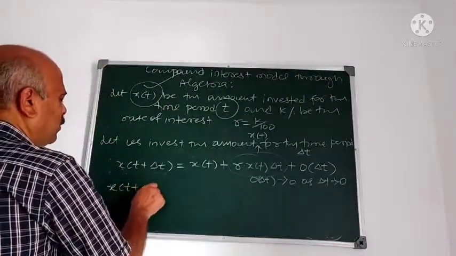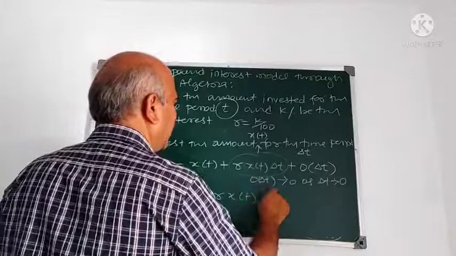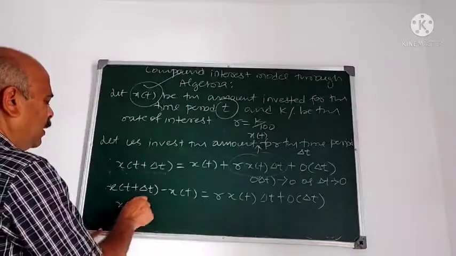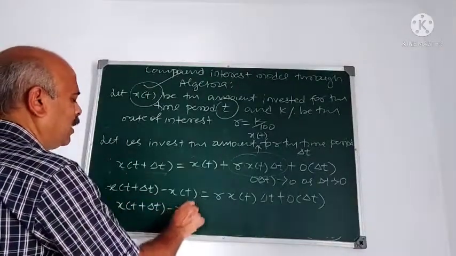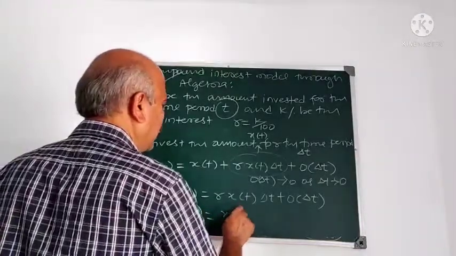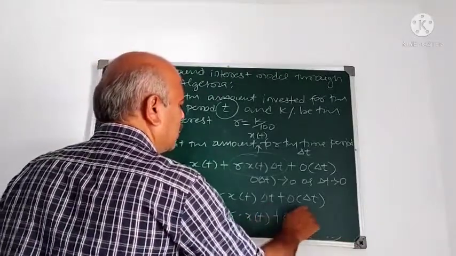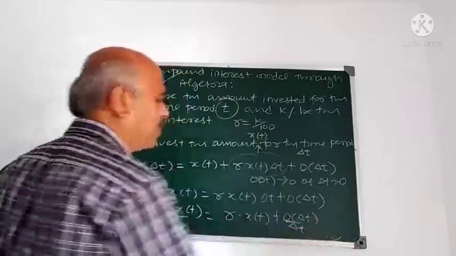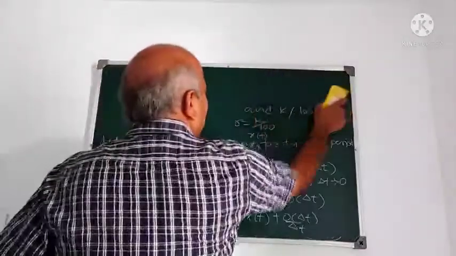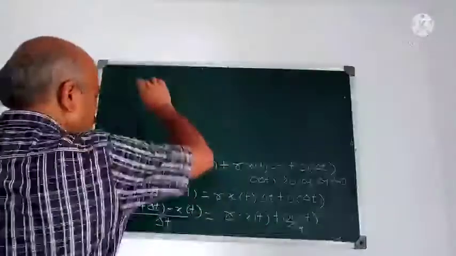Therefore, x of t plus delta t minus x of t is R x of t delta t plus o of delta t. Now divide by delta t. x of t plus delta t minus x of t divided by delta t is R into x of t plus o of delta t upon delta t. Now as delta t tends to 0, this o of delta t upon delta t tends to 0.